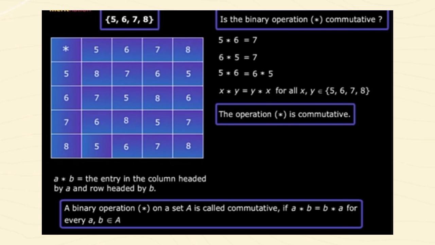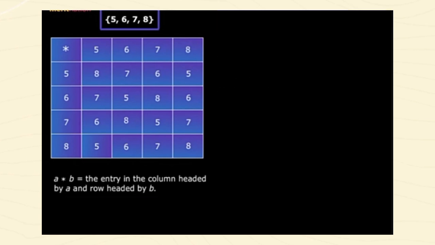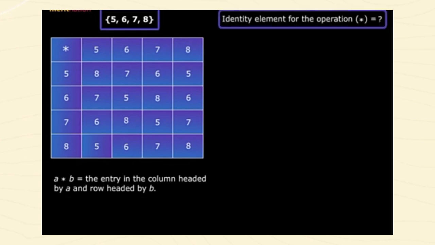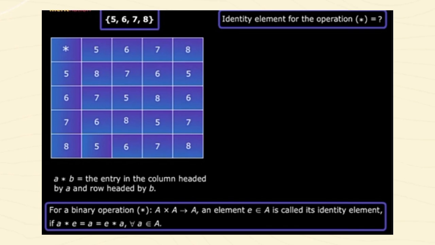In fact, if you go on checking, you will find that this argument is true for all the elements of the set. What this means is x star y equals y star x for all x and y that belong to this set. So now we know that the binary operation star is commutative. Alright? Let me now ask you another question.